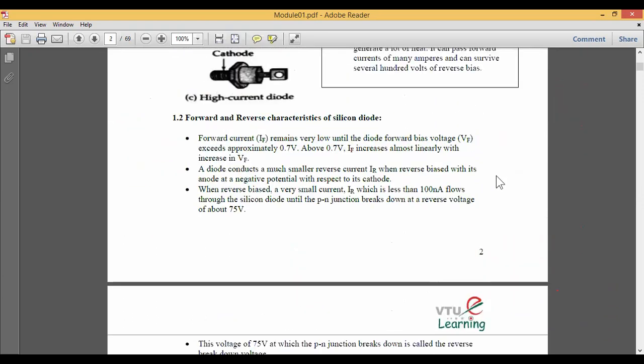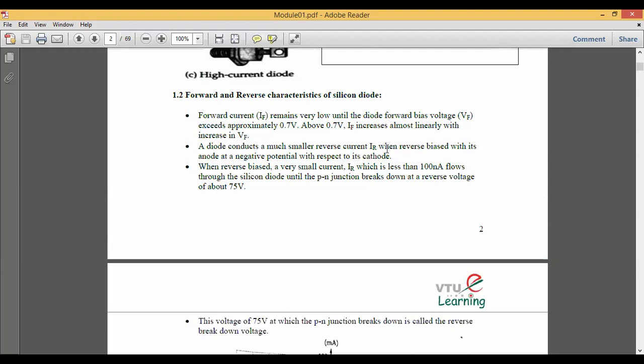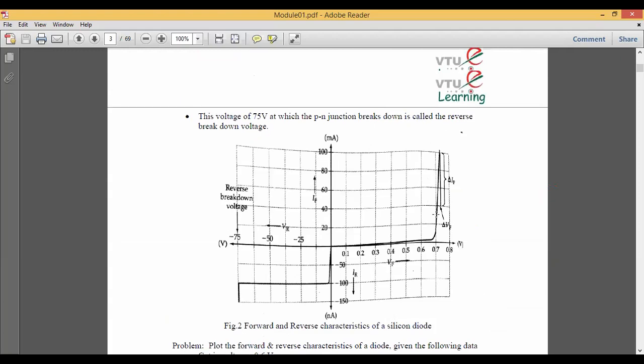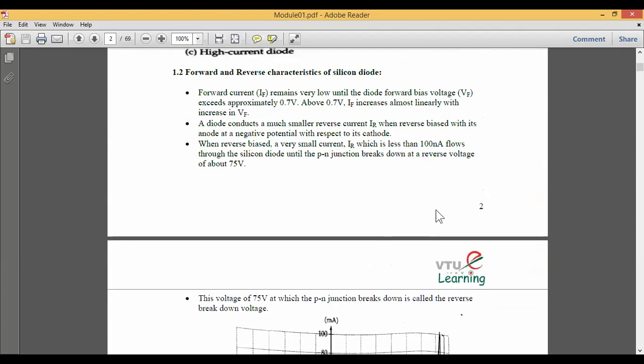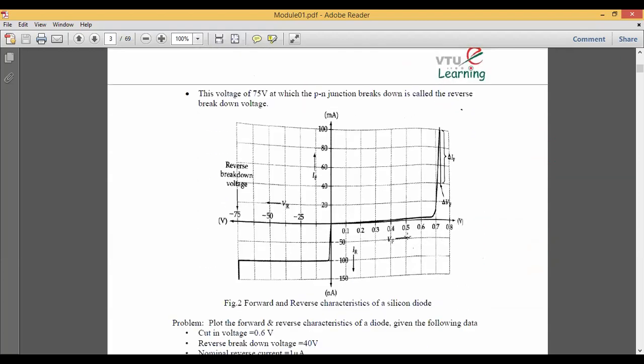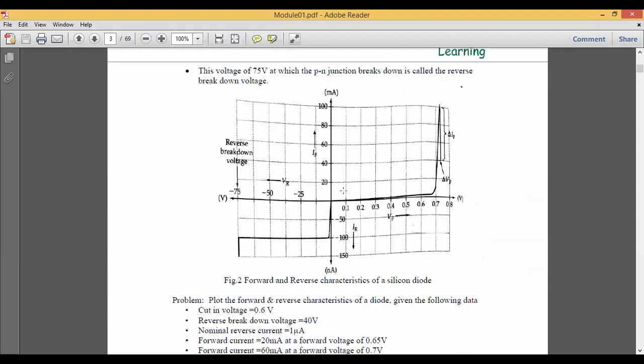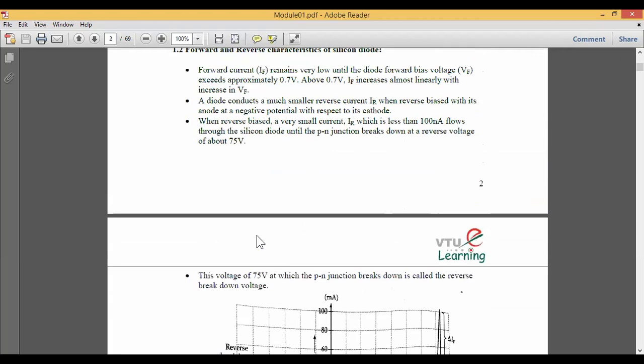Just look at these points where our focus is: the forward current IF remains very low until the diode is forward biased. When the diode is forward biased, it will be at 0.7. After 0.7 it will go on increasing linearly, and the diode conducts a much smaller reverse current IR when reverse biased. You can see here that is called IR. The reverse current is very small, and when it reaches some point it becomes constant, and after some point it will drop, but you cannot go beyond that.